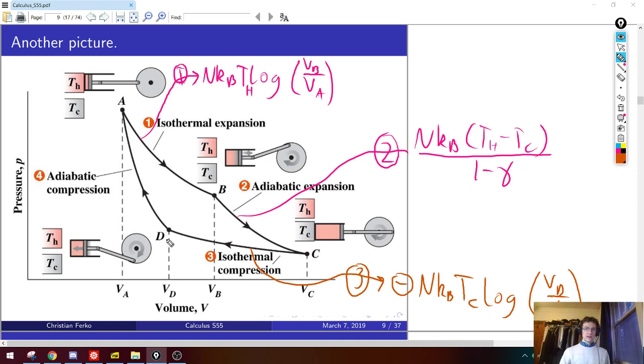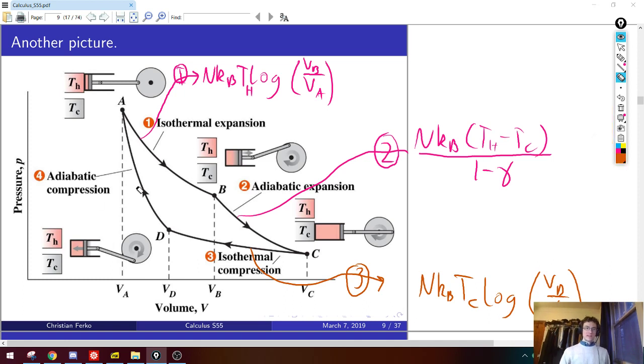Is that right? Oh, I have the signs wrong. This is already negative because it's going to a smaller volume. So VD is less than VC, and the log of a number less than 1 is already negative. Okay, so the minus sign is actually accounted for just by this order, right? Because VD over VC gives a negative log. But we can just remember that that's a negative number, I guess.